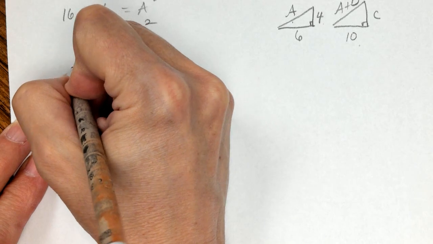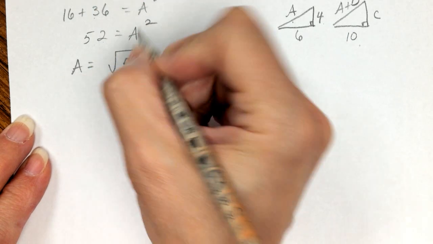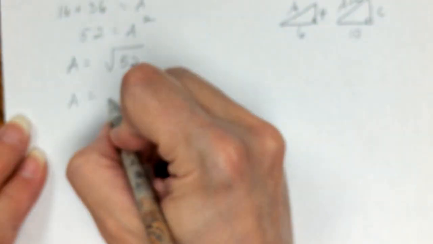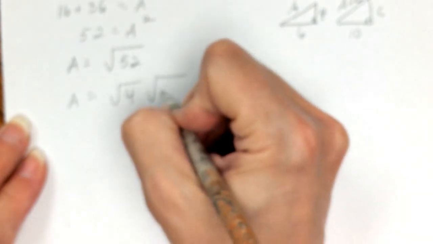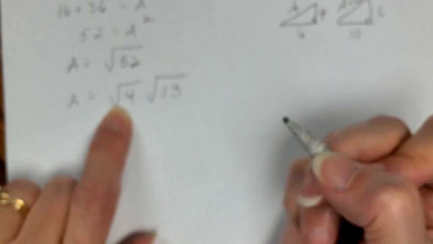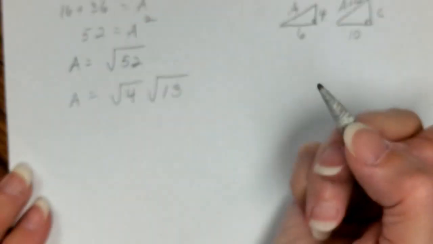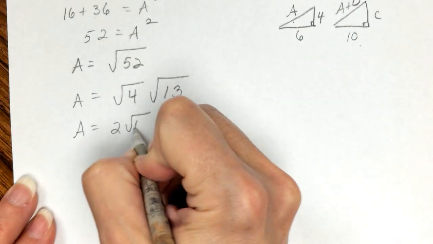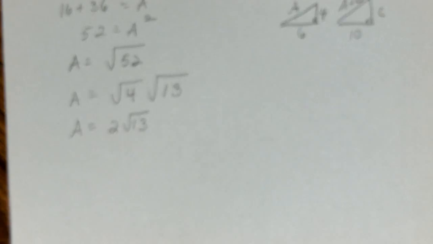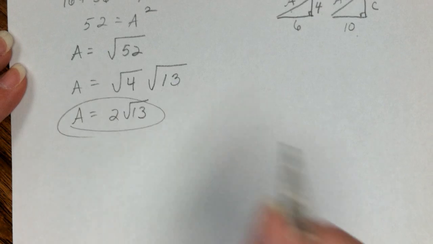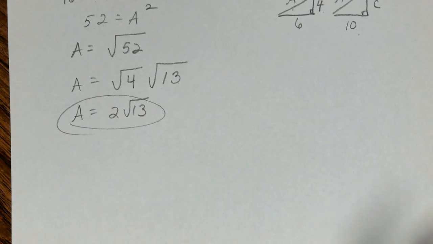So A is the square root of 52, but that is the square root of 4 times the square root of 13. It's 40 plus 12 is 52. Okay, square root of 4 is 2. So A is 2 root 13. I'm making this look like it takes a lot of space, and I have plenty of room to work with, so I'm kind of spreading out. But that's A. We still have B and C to find, and I'm going to go for C first.